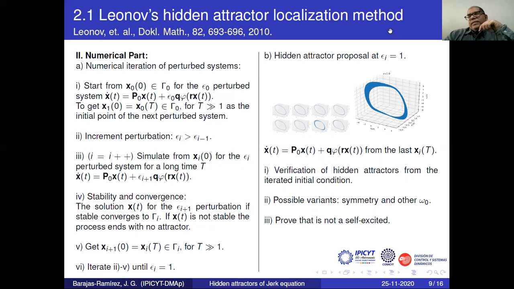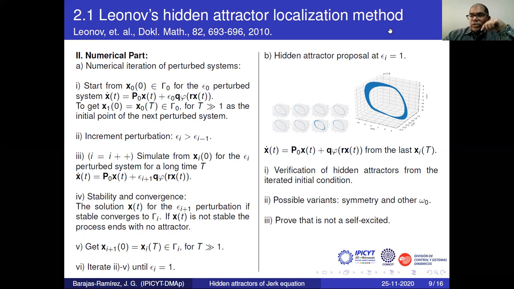In the case of a symmetric system, possibly the other side has also a hidden attractor. And another way you can find variants would be to look for different natural frequencies of the originally perturbed system, the epsilon zero, and try to see if other values of omega can satisfy the conditions for stability.